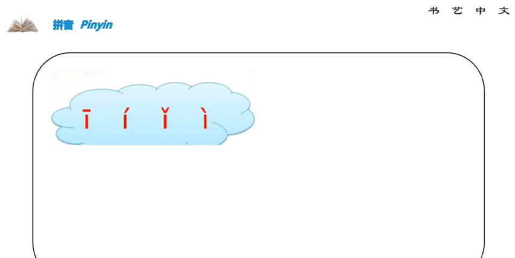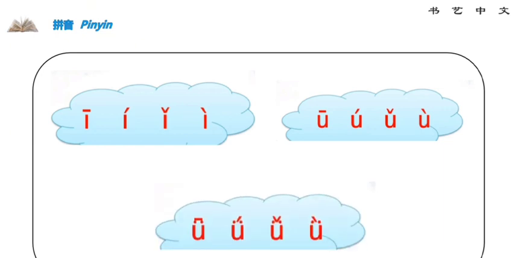Read after me. E, E, E, E. U, U, U, U. Ü, Ü, Ü, Ü. Have you got it?